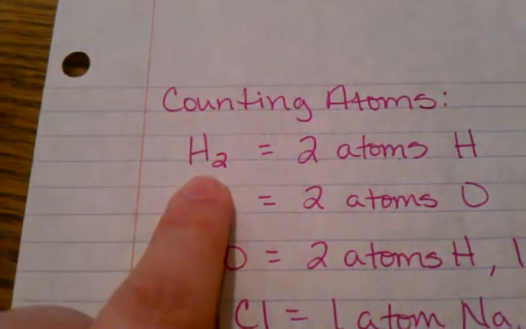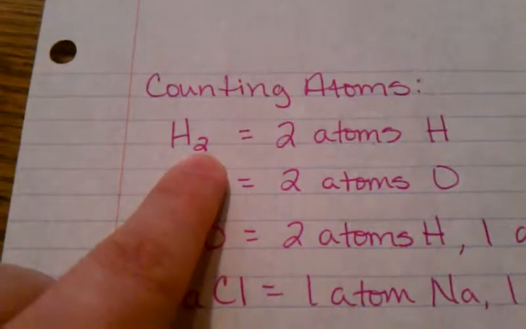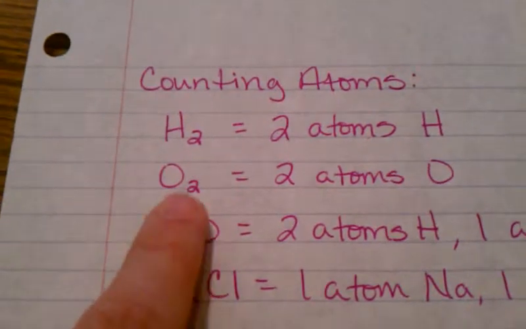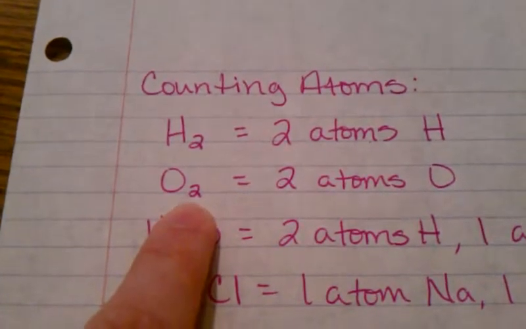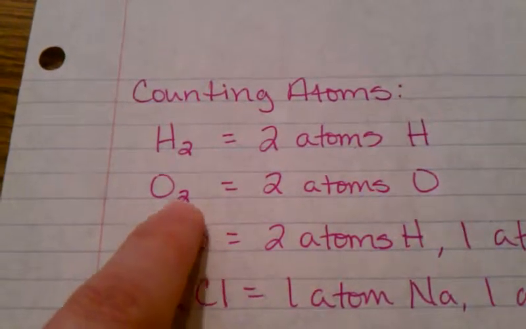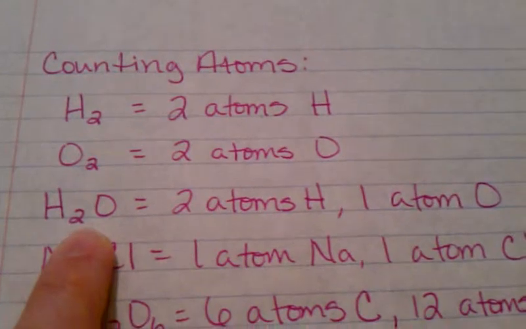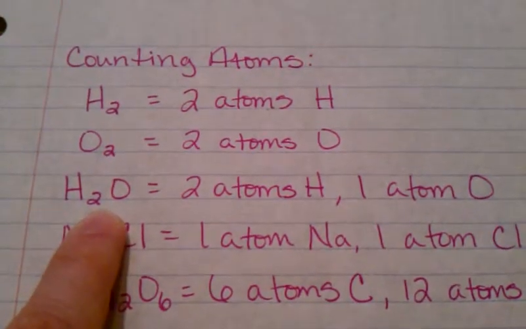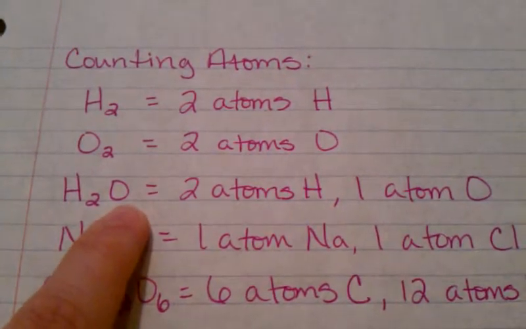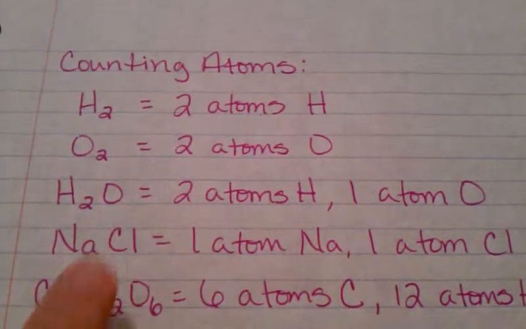So if I'm looking at this right here and I see H2, that tells me that I have 2 atoms of hydrogen. If I see a little 2 with my oxygen, I have 2 atoms of oxygen. That number always goes with the one on the left. So when I look at water, I have 2 atoms of hydrogen and only 1 atom of oxygen, because oxygen doesn't have a little number.